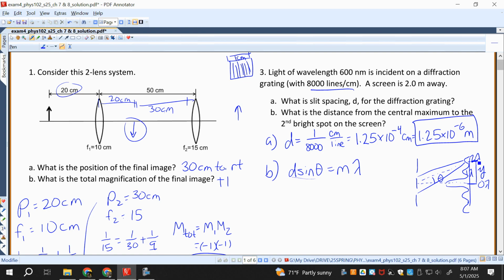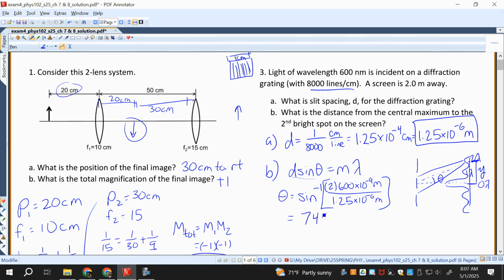And I want to solve for theta. So I say that theta is the inverse sine of m lambda over d. That's 2. Lambda is 600 times 10 to the minus 9 meters, divided by d, which is 1.25 times 10 to the minus 6, has to be in SI units. That's in meters. So you use all your proper order of operations. And when I find that angle, I find that it's equal to 74 degrees. All right, so this diffraction pattern has an angle to the second order maximum at 74 degrees.